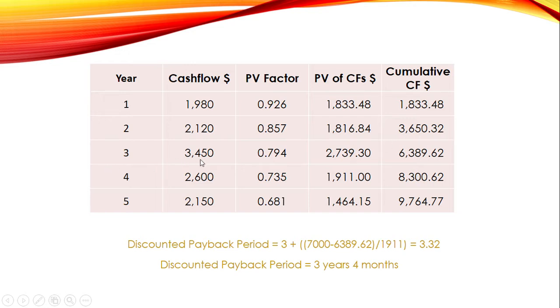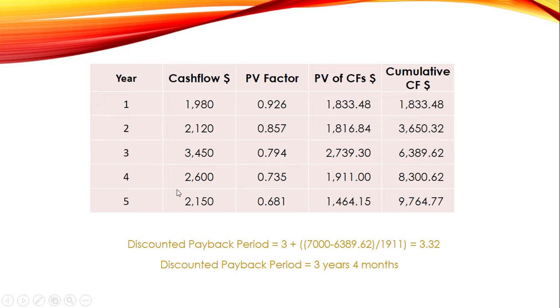It becomes 3,650.32. In year 3, we receive 3,450. The present value factor is 0.794. The present value of the year 3 cash flow is 2,739.3. The cumulative cash flow in year 3 is 6,389. So you can see that if we don't consider the present value factor, we recover the investment in year 3. But if we consider the present value factor, we need more time to recover our initial investment.